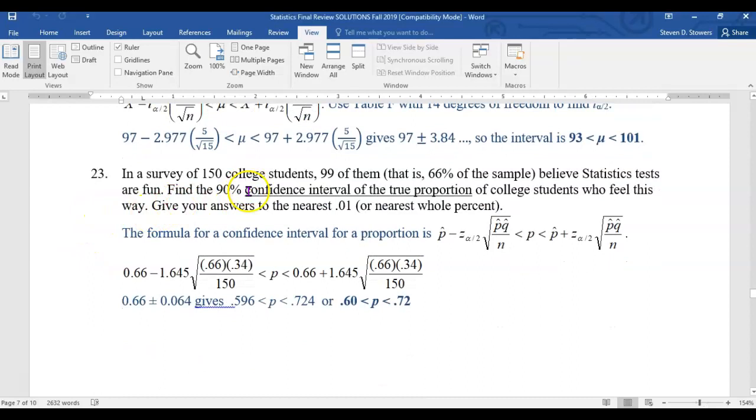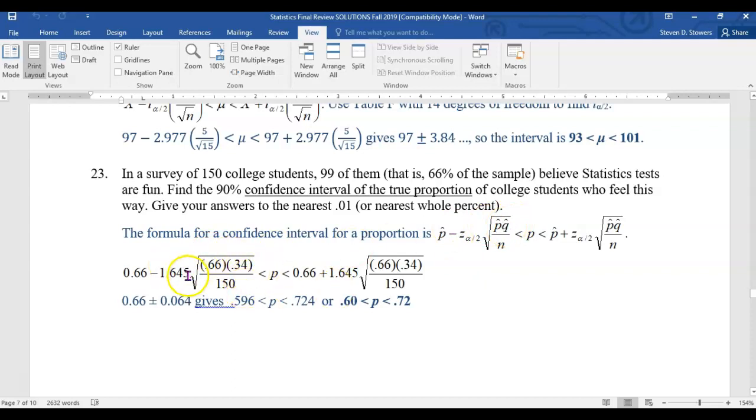Number 23 asks for a confidence interval for a proportion. So make sure you use the formula for a confidence interval for a proportion. In this formula, p hat is the sample proportion. And here, that would be 66%. 99 out of 150 is 0.66. So we put in 0.66 everywhere the formula has a p hat. And then the q hat is 1 minus 0.66 or 0.34.